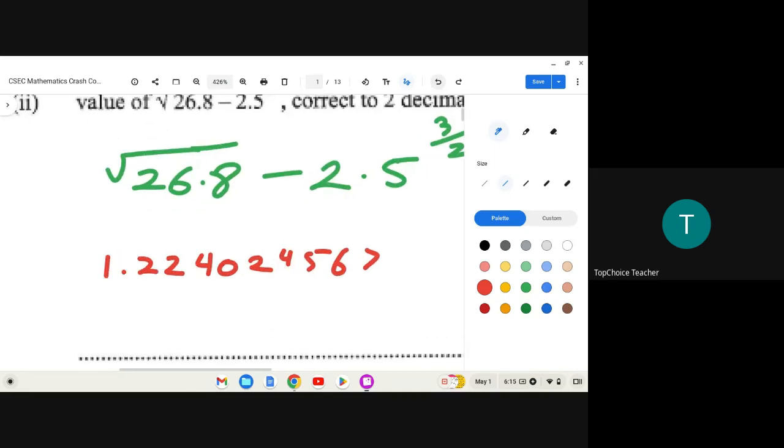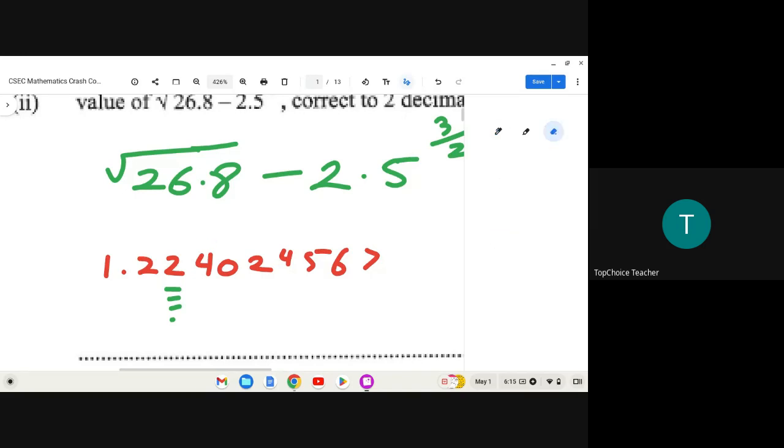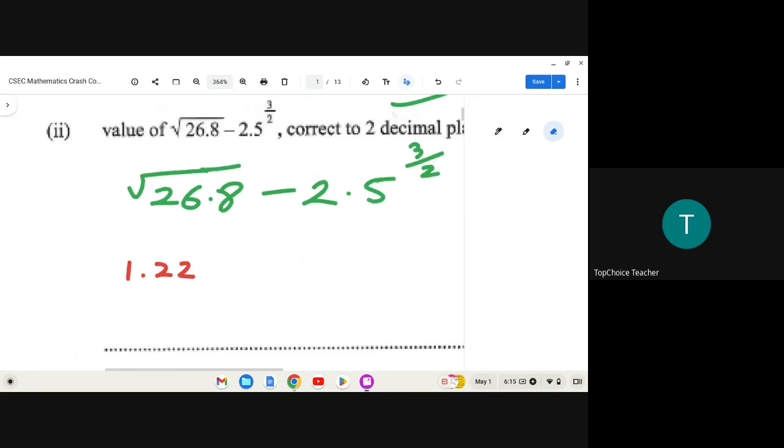So what is a decimal place? This is our decimal point. We need to look at the numbers after the decimal point. So let's count 2 numbers after the decimal point. So this is 1 number. This is 2 numbers after the decimal point. So because we are approximating to this number, we look at its neighbor. If the neighbor is more than 5, you raise the 2 to 3. But because this 4 is less than 5, we don't need to raise any numbers. Our answer approximated would just be this, 1.22.